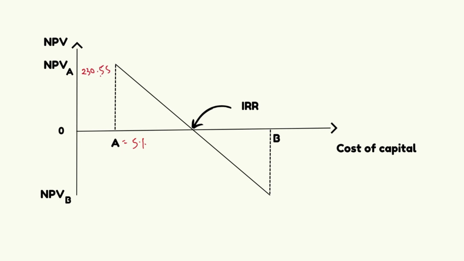230.55. So we have found the positive NPV value and the respective cost of capital. Now we have to find the negative NPV value and the respective cost of capital. So the cost of capital for the negative NPV value is definitely higher than the 5%. See, 5% is here. B value is here. So it has to be higher than 5%. So let's consider 20% for negative NPV value. Let's see, will it give a negative NPV value?